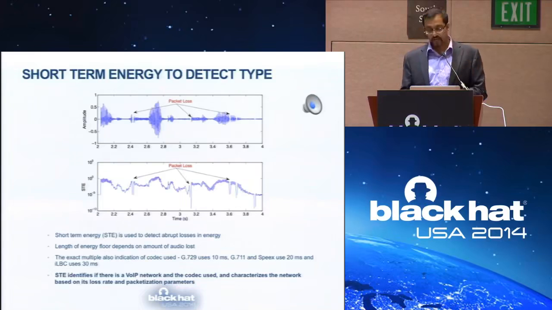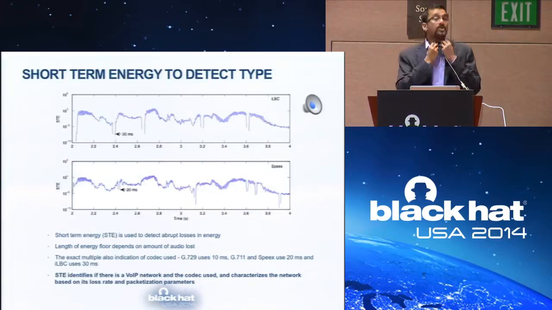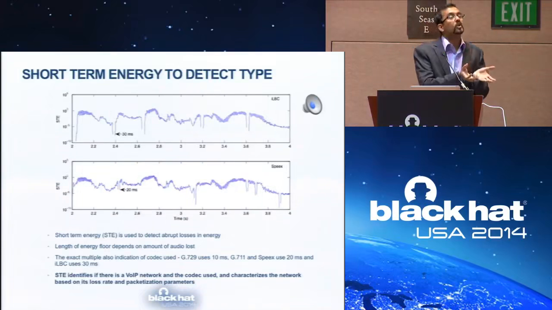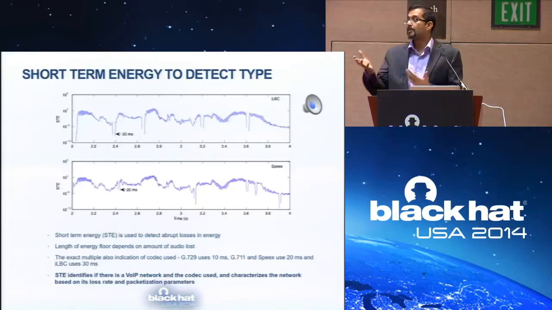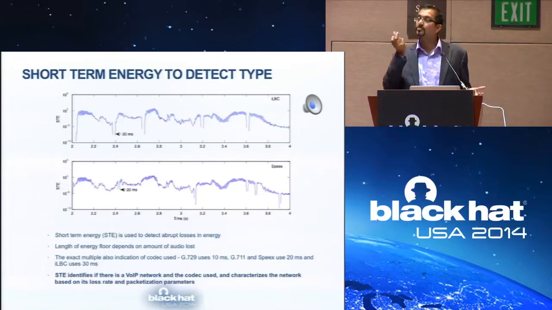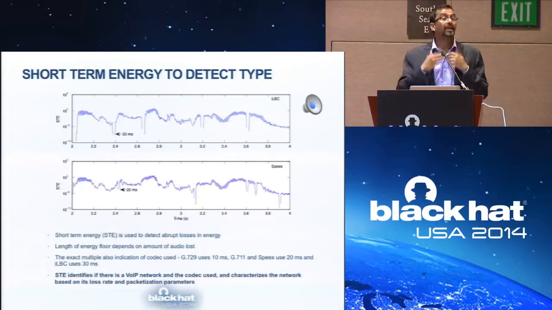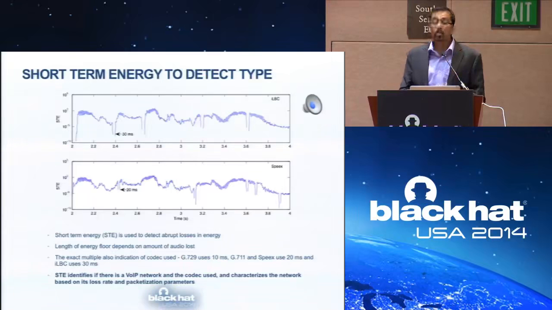The fact that we know it's a Skype call is largely because each of these networks encodes a different amount of your voice into a packet. Some of them encode 10 milliseconds, some 20 milliseconds, some 30 milliseconds. If that packet gets dropped, you have a break of that length. So you can start detecting not only which voice over IP network the call went over, but exactly the network and its packetization parameters. So you can completely detect the type.